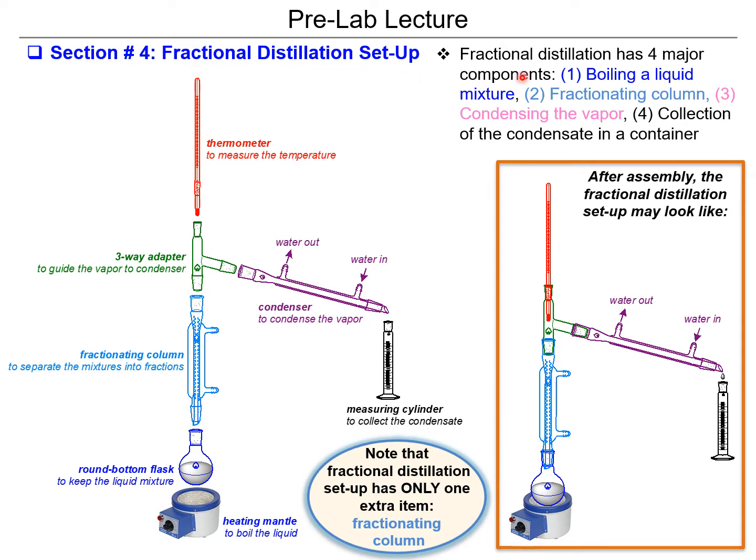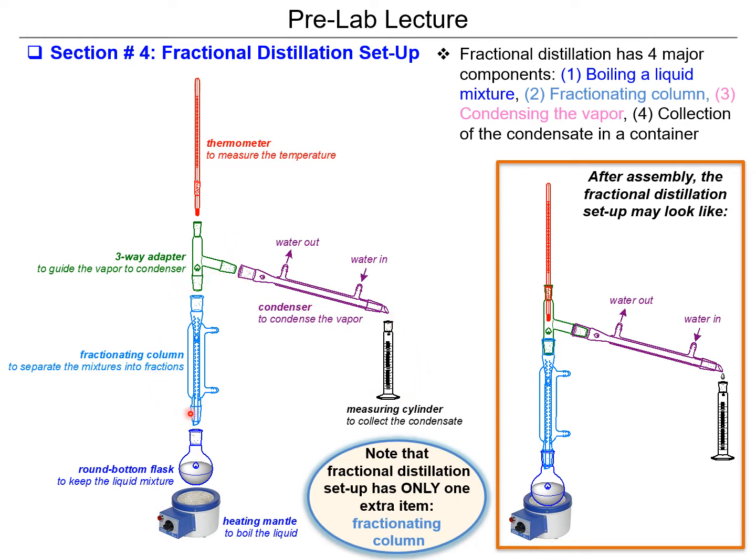You can see here there are four components to the fractional distillation. There's the boiling liquid, of course, the fractioning column, which is different from simple distillation, and then you have your condensing vapors again in the same area right here, and this collection flask, or in this case, a graduated cylinder again. Pretty much the same thing, right? You have your thermometer here, your through-way adapter, your condenser with water in at the bottom. Everything is the same right here as simple distillation.